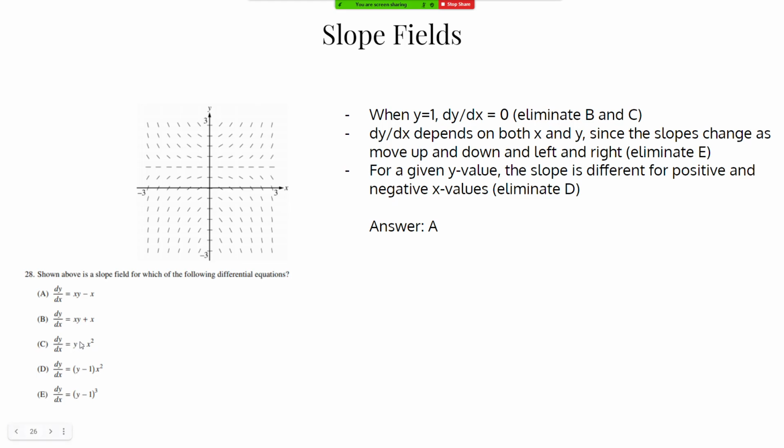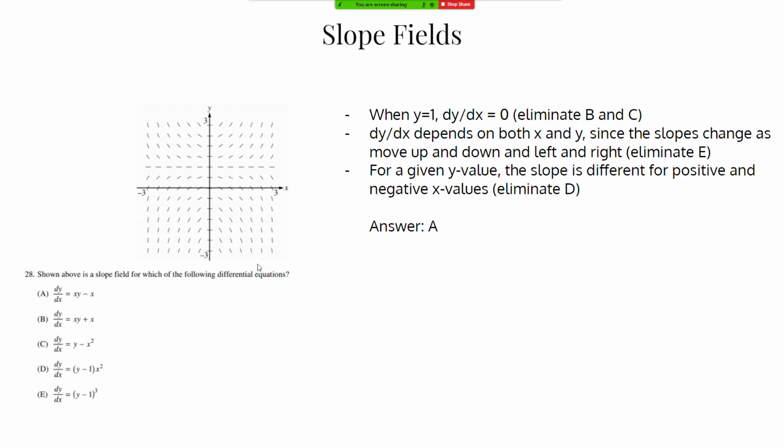And then as you move left and right, you see that the slope isn't always constant. It's changing. And as you move up and down, it's also changing. So the slope depends on both the x and the y value. So you can eliminate e.